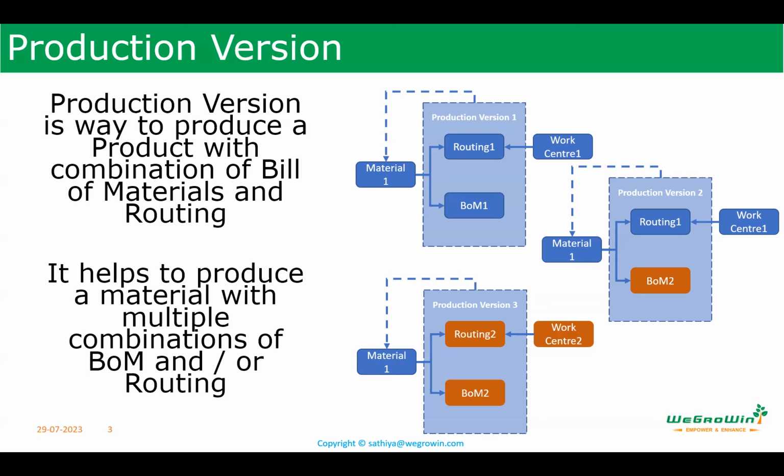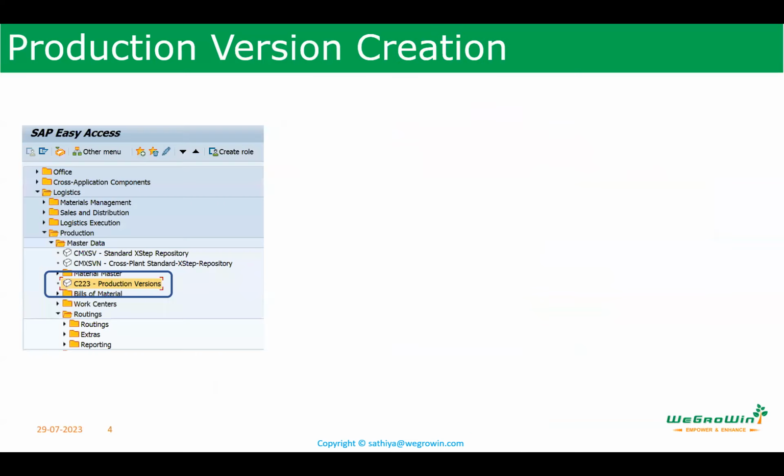In that case, I need to have 2 production versions. Okay, this is where I will link that particular routing up to 500 to that particular BOM. Then the routing with more than 500 with another BOM. Through production version only I am doing it. Okay. So now production version is created through transaction called C223. This is the production version.